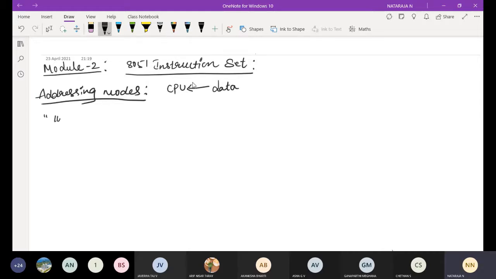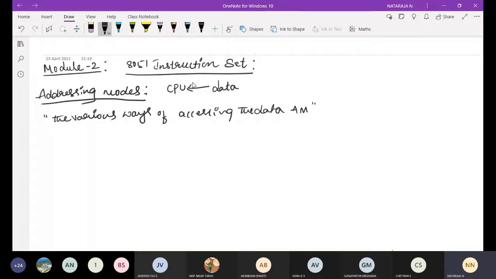The various ways of accessing the data, that we can call an addressing mode. This is the basic definition of an addressing mode. The various ways of accessing the data.